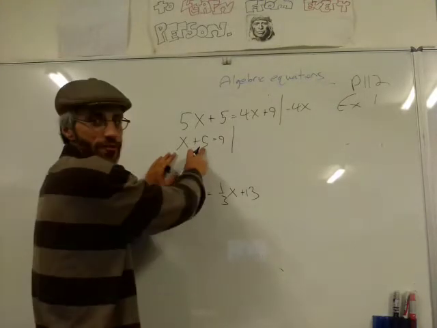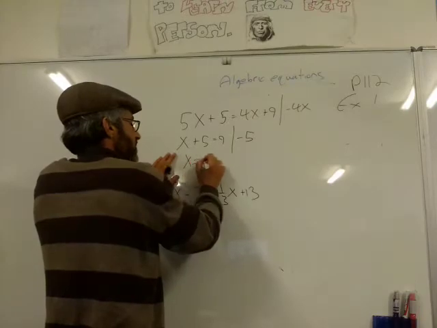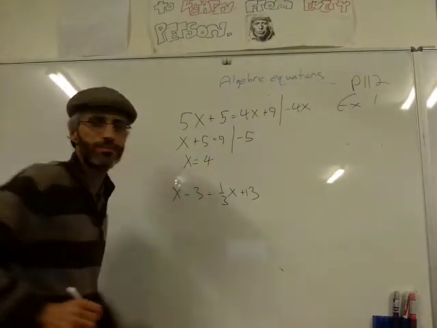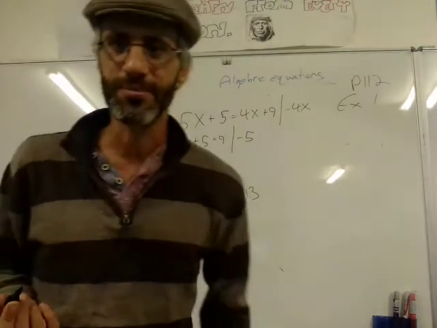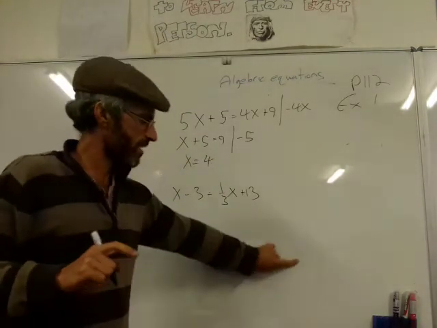Now I need to get rid of that 5. No problem. I've done that a million times. I'll do minus 5. x equals 9 minus 5, 4. Okay? Pretty easy, isn't it? The last example is a similar situation.